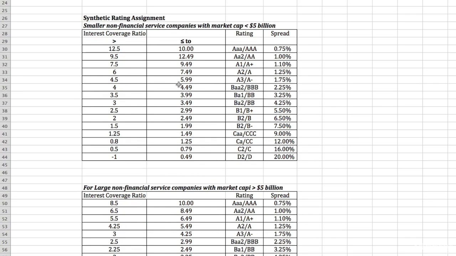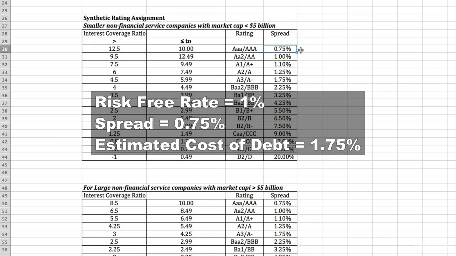What we are saying in this table is that if the company that we are analyzing is operating in the non-financial service industry and its market capitalization is less than 5 billion, then if the company has an interest coverage ratio that goes from 10 up to 12.5, then automatically the rating is going to be AAA, and therefore the spread for this company is going to be 0.75%. It means that, for example, if we have a risk-free rate of 1%, the company is going to pay 1.75%.